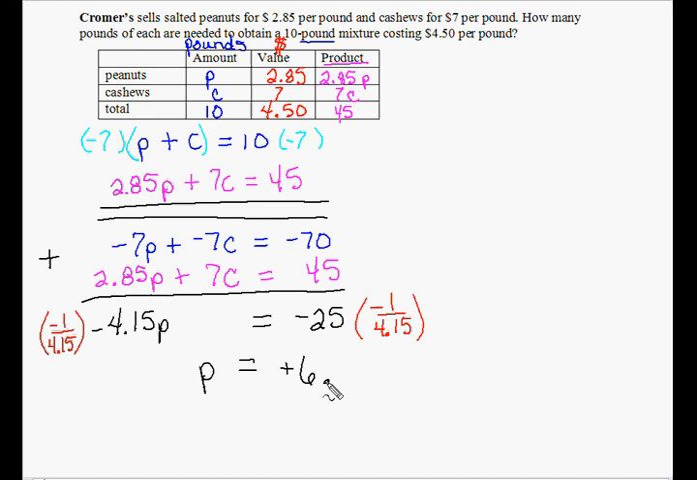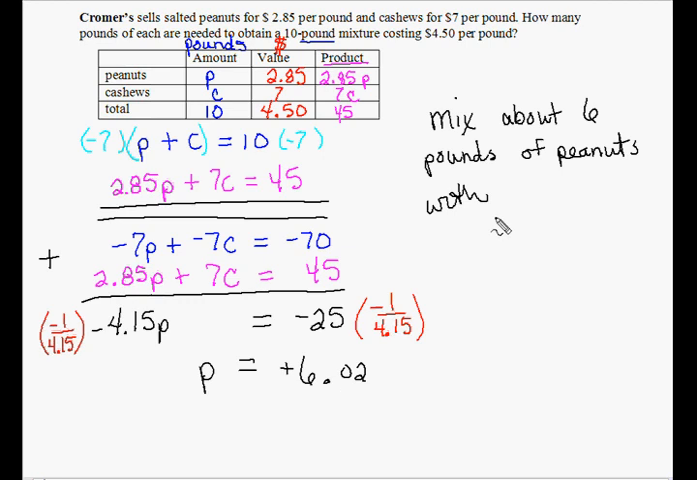positive 6.02. But with that small amount, we're not going to worry about it. We'll say that we should mix about 6 pounds of peanuts with, oh, that's right, we're going to need our cashews. Well, remember, we only want a 10-pound mixture total. So if we have 6 pounds of the peanuts, we'll need 4 pounds of the cashews.